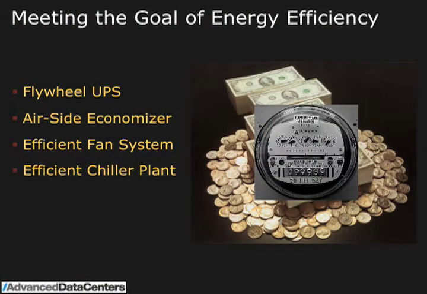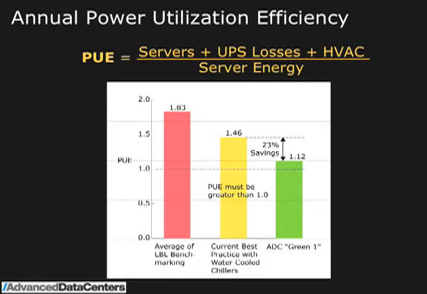So when we talk about energy efficiency, we did basically what boils down to 4 major moves. One was the flywheel UPS, which does save a good amount of energy. This air side economizer, we have a very efficient fan system, and then the efficient chilled water plant. It's not that complicated. When we put it all together, we did an hourly analysis on the whole system, not just a spot check, but a deep hourly analysis, the same type of analysis that PG&E requires for their rebates, and came up with a PUE of 1.12.